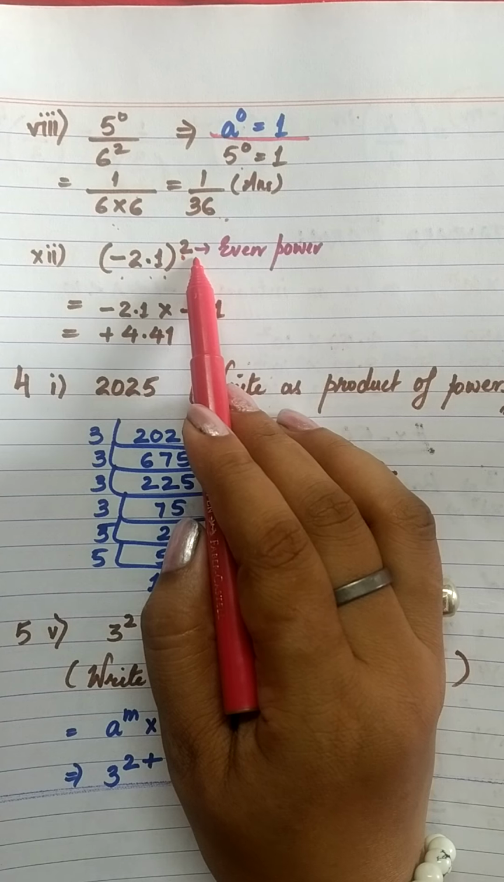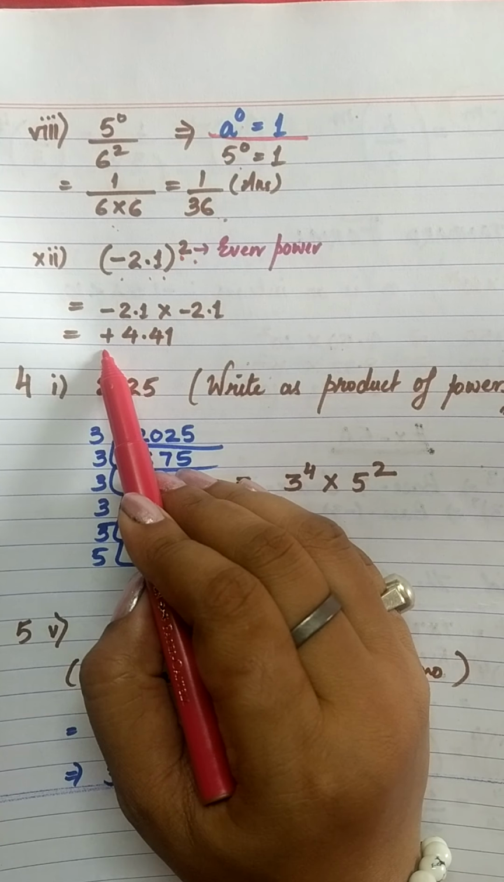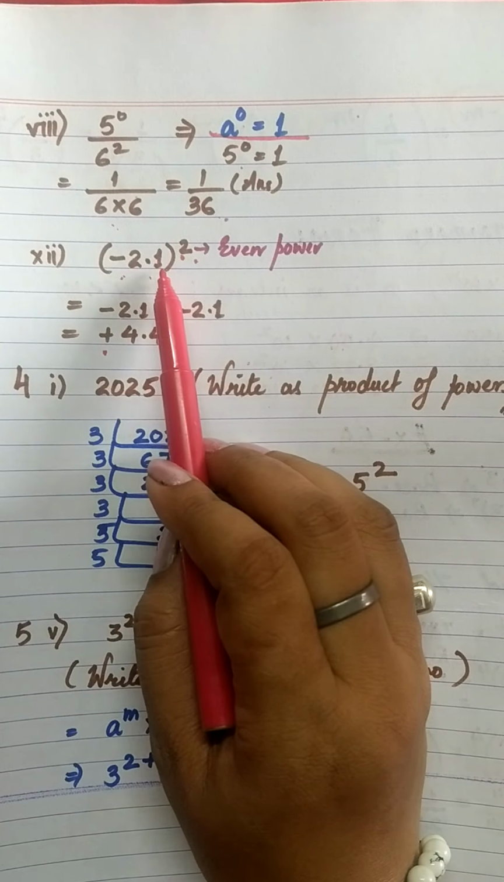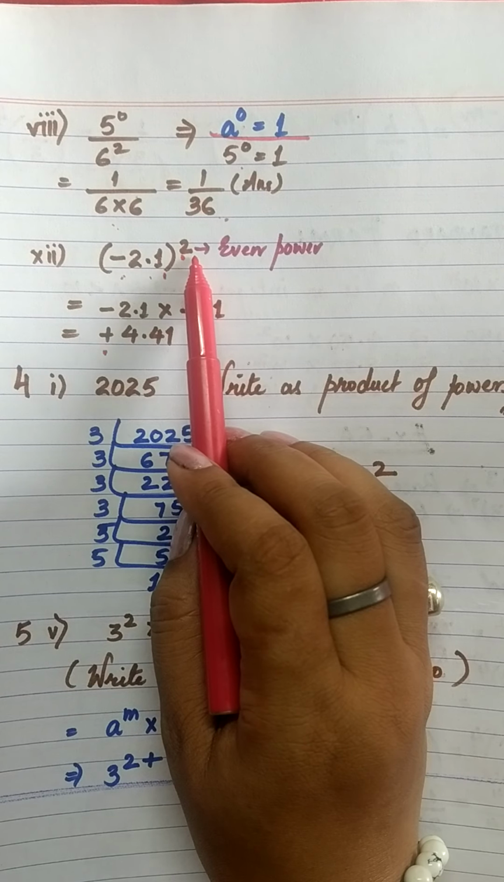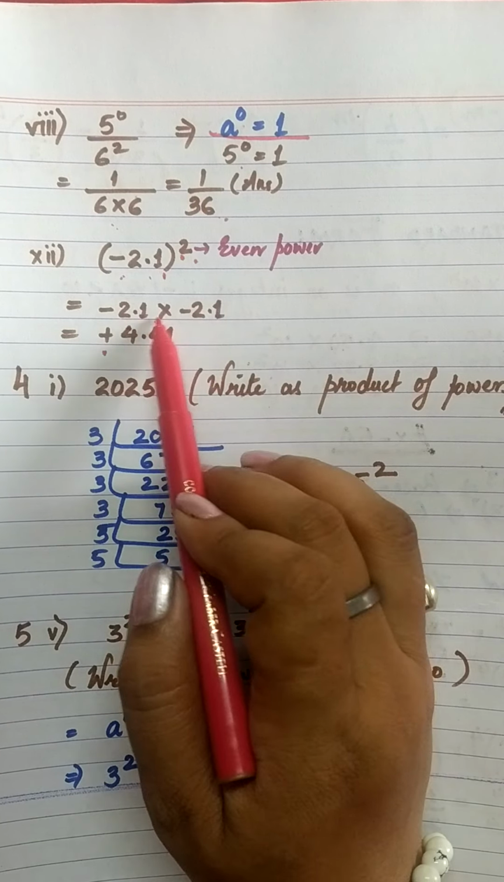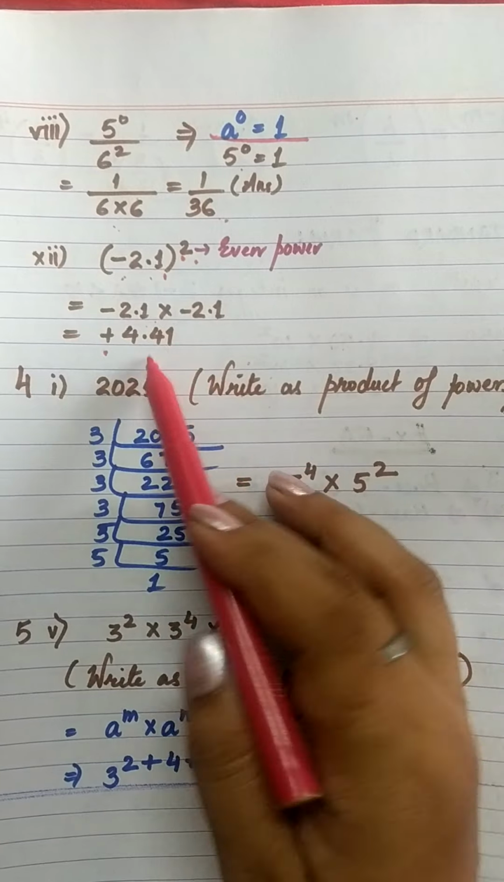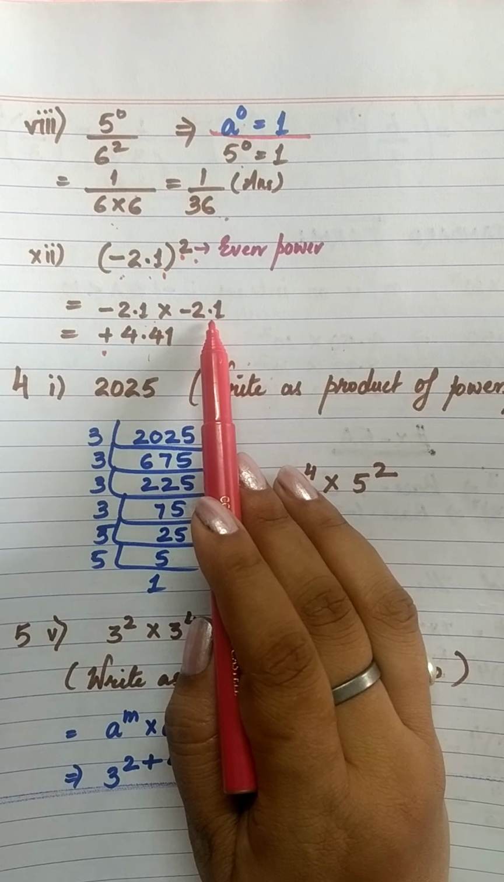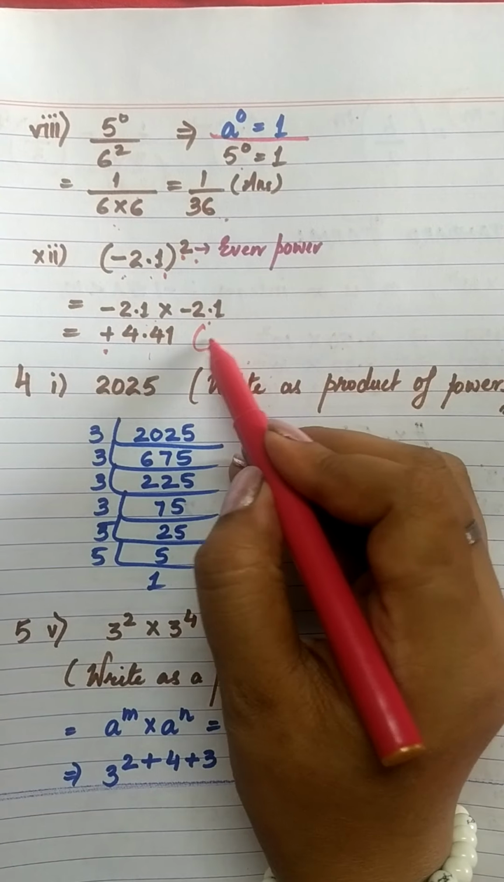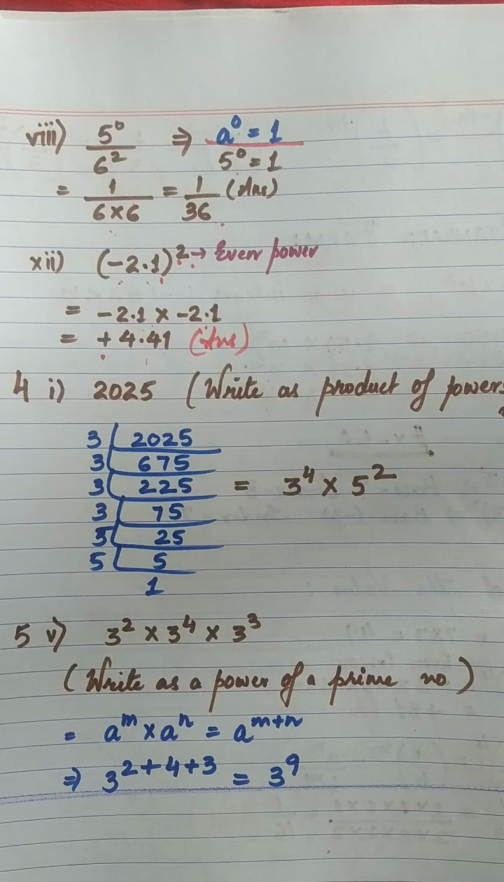The 12th bit, minus 2.1 to the power 2. The power is even, so our resultant will be a positive number. So minus 2.1 to the power 2 means minus 2.1 is multiplied twice. So minus 2.1 into minus 2.1, the resultant will be plus 4.41.